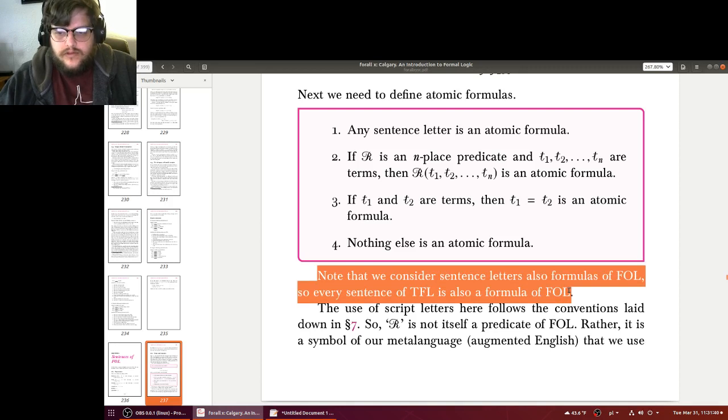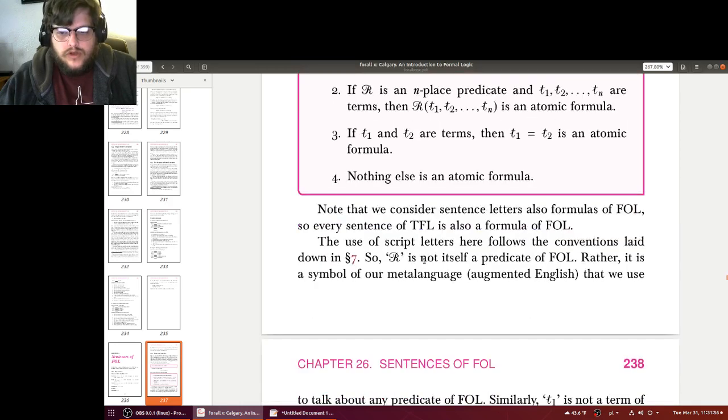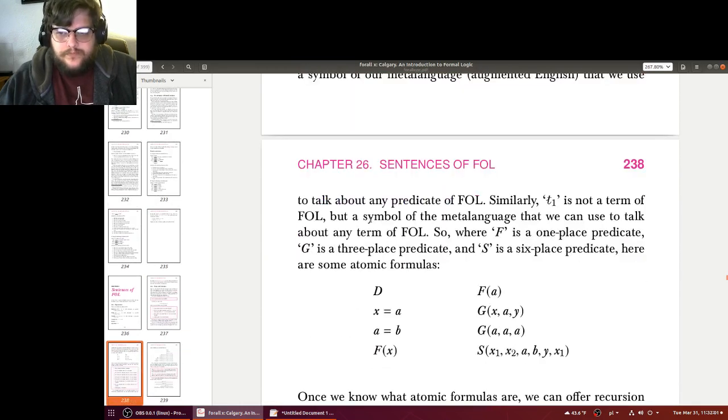So they do address the sentence letter thing. The sentence letters of TFL are also formulas of first order logic. Okay, so I misspoke earlier. They are referring to the things from earlier in this. So we're allowing those in our first order logic, although they won't be happening all the time.